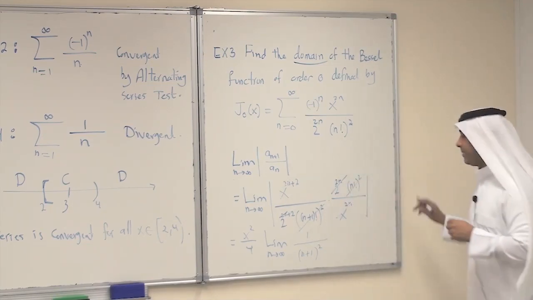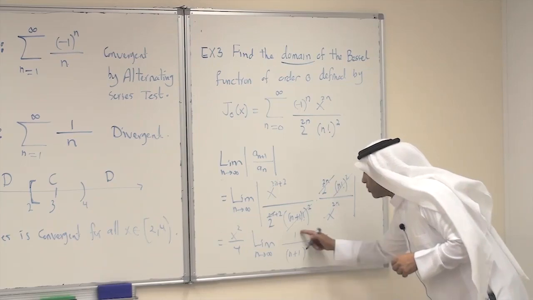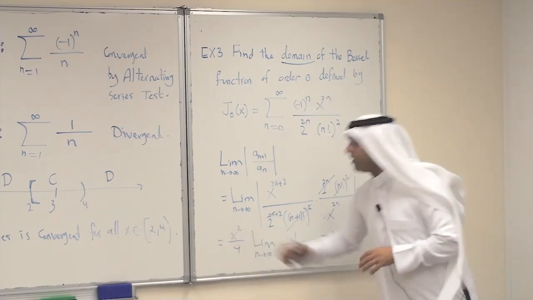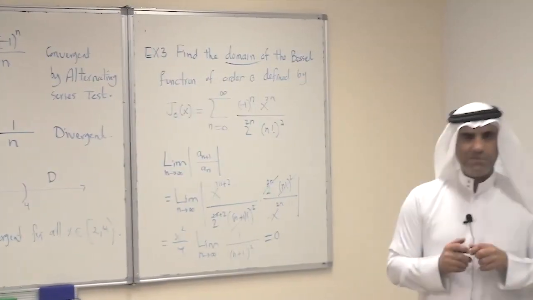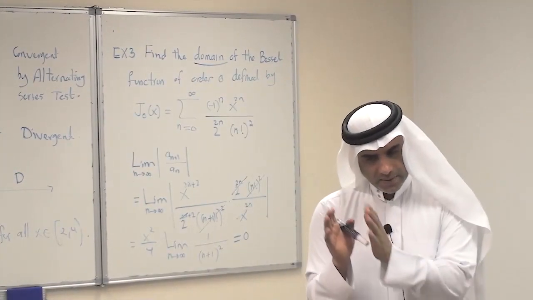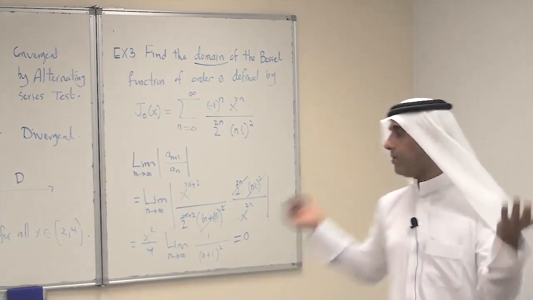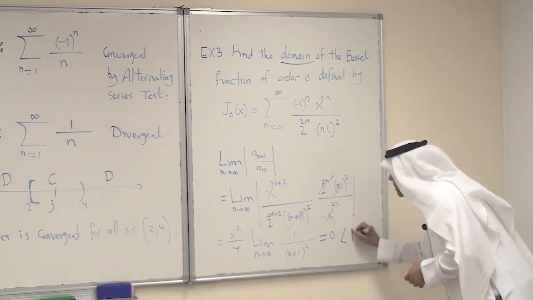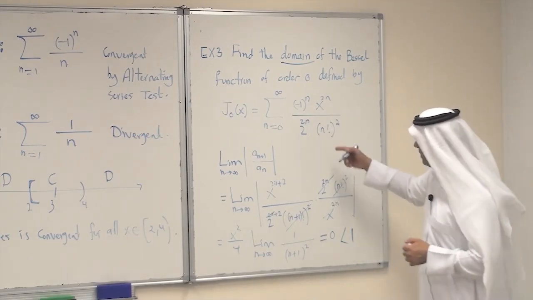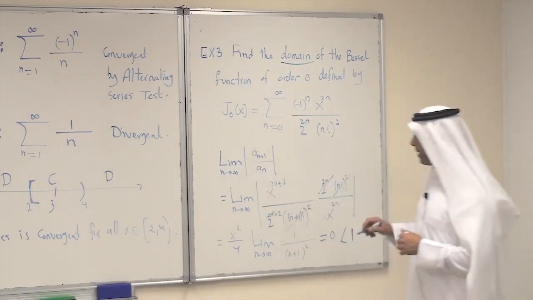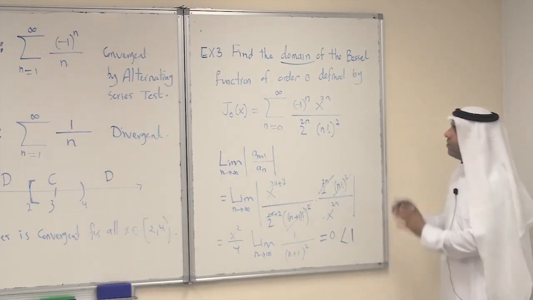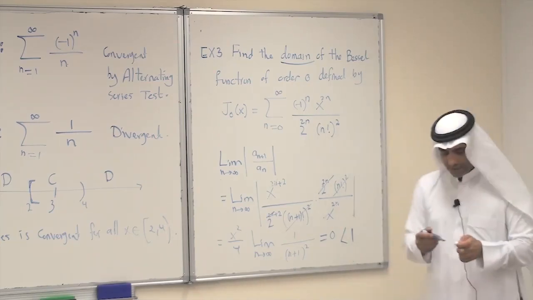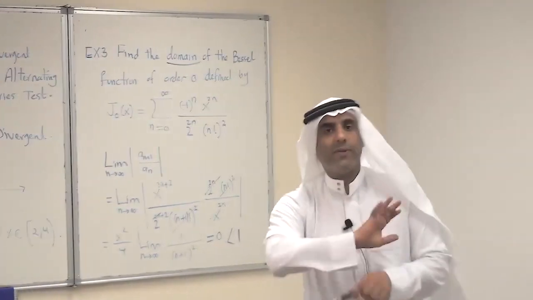Now the question is, what is the value of the limit here as n goes to infinity? The answer is 0, regardless of what x is. It's always 0. X is a real number, and a real number times 0 is 0. Okay, fine. But you know that 0 is always less than 1. So it means for any value of x here, the limit of a n plus 1 over a n is less than 1. So by the ratio test, this series is absolutely convergent for any x.